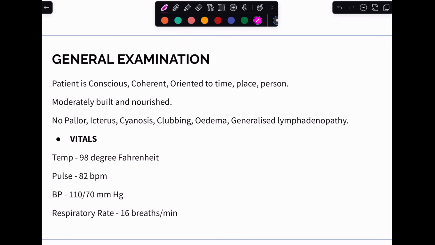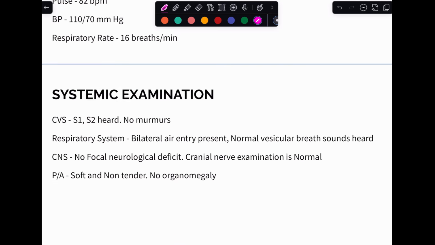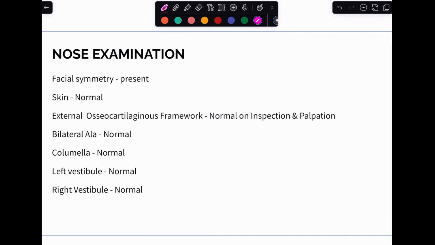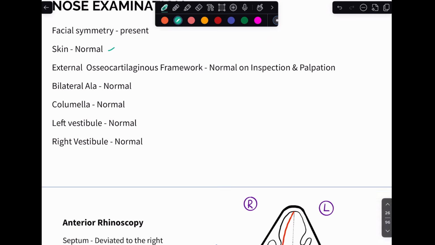Next, let's talk about the clinical examination. What are the findings that we have found in our patient? Now, when you're writing our case sheet, you will have to mention general examination and systemic examination. But I'll skip over it and go directly to the positive findings that we have found. So, coming to nose examination, facial symmetry is present. Skin is normal. External osteocartilaginous framework is normal on inspection and palpation. Bilateral ala, columella, and both the vestibules are normal.